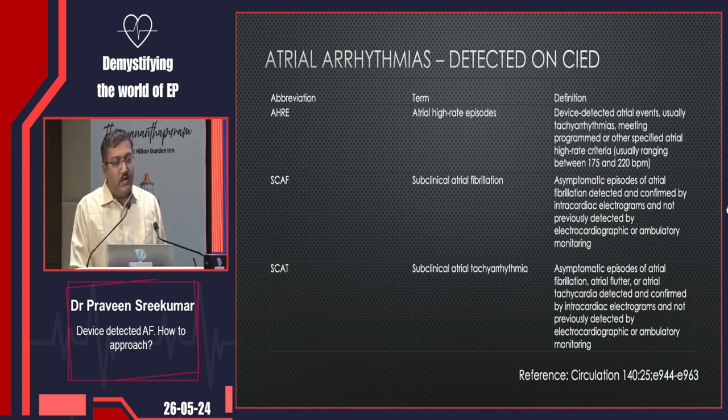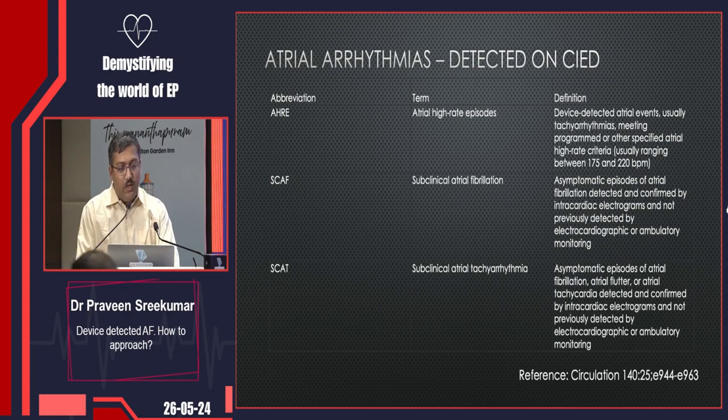And among device-detected atrial arrhythmias, by the present definition, there are various subgroups. AHRE, which is atrial high rate episode: any atrial lead sensing an atrial episode at a rate of more than 175 is called an AHRE as per the present definition for study purposes. Subclinical AF is asymptomatic episodes of true atrial fibrillation detected on a device EGM or ECG or ambulatory monitoring devices. And subclinical atrial arrhythmia is asymptomatic episodes of fibrillation, flutter or tachycardia detected on devices.